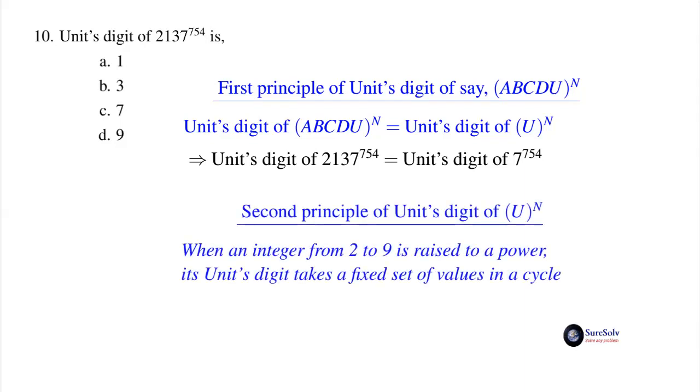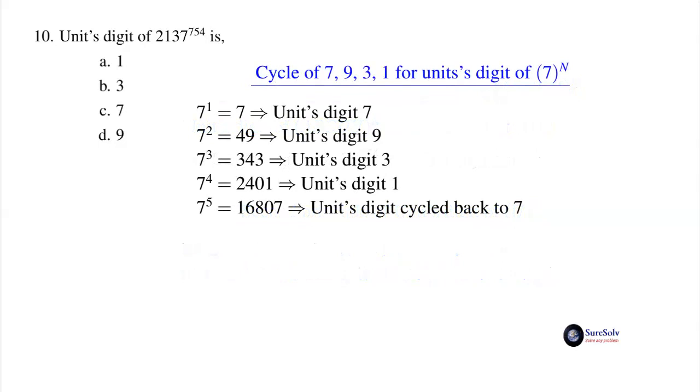Let's now explain the second principle of units digit of a single digit number raised to the positive integer power of n. When a single digit number, not 0 or 1, is raised to any positive integer power, the units digit of the result takes one of the few fixed values specific to the single digit number. We say the units digit cycles through these few fixed values. To make the concept clear, let's show you the result of raising 7 to the power of 1, 2, 3, 4 and 5.